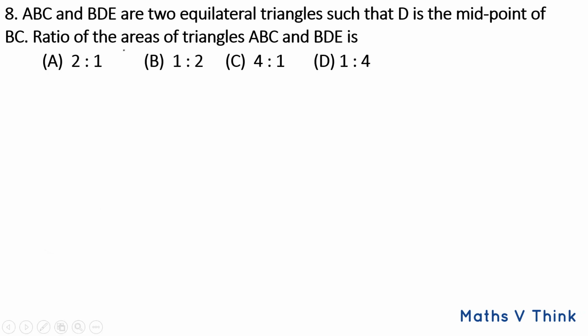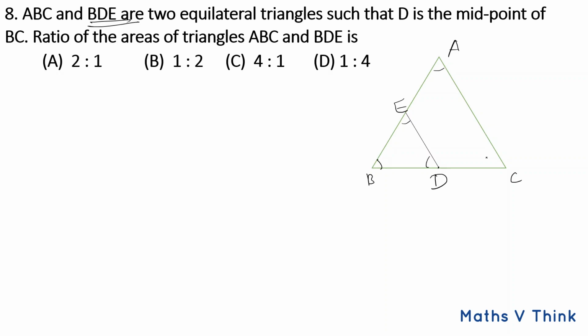So they gave two equilateral triangles. So one is ABC and BDE. So first we'll draw ABC. This be A, B, C, and one more equilateral triangle BDE such that D is the midpoint of BC. So first we'll draw the D as a midpoint, then BDE. So it will be like this. So BDE. They all are equilateral triangles. So this will be equal to 60 degrees. Same with this. All will be equal to 60 degrees.